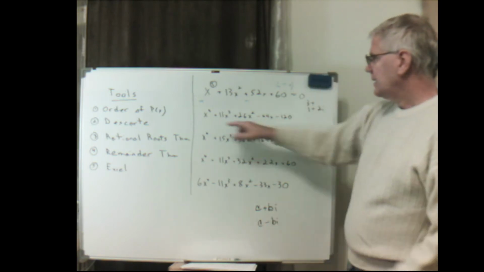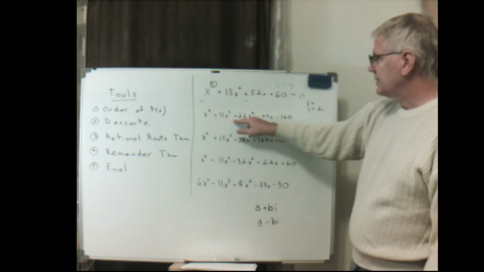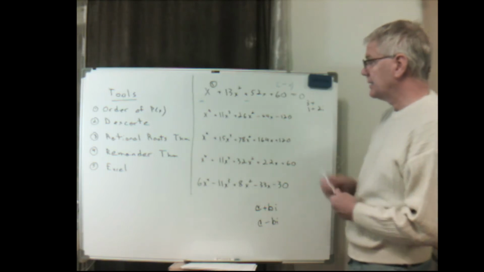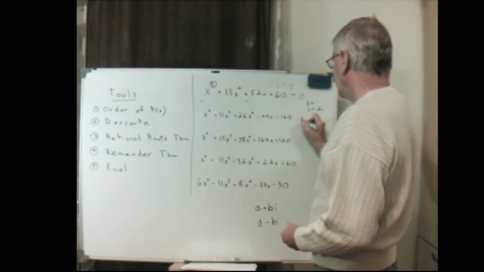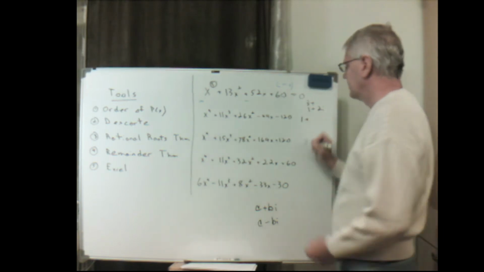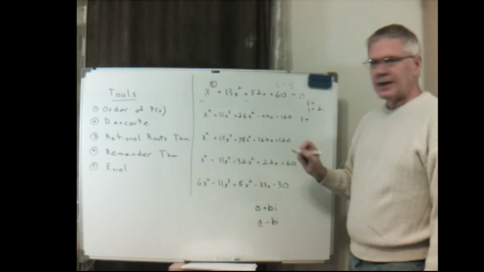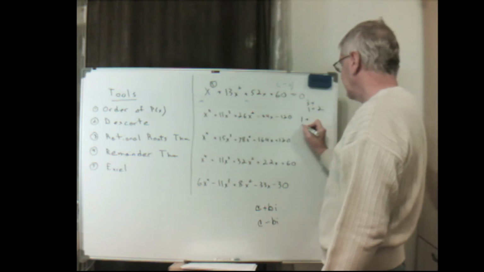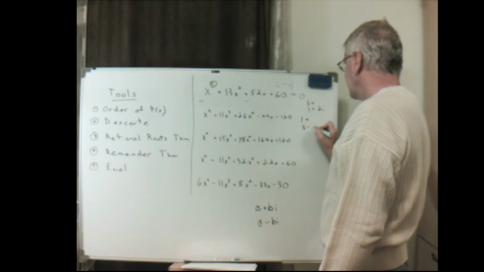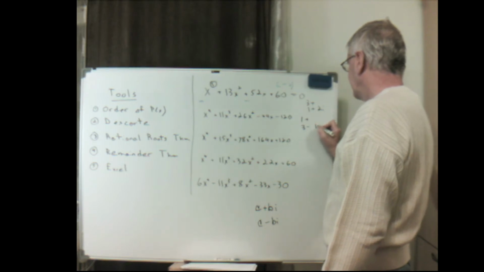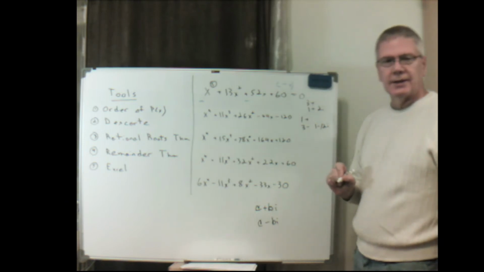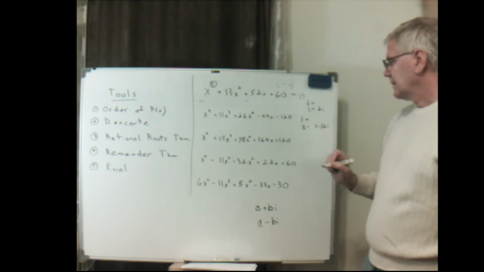Here I have no change, no change, change, no change. I have 1 change. So I'm going to have 1 positive root. And how many roots do I have altogether? Well, I have 4 roots altogether. So I have 3 minus, or I have 1 minus and 2 imaginary.